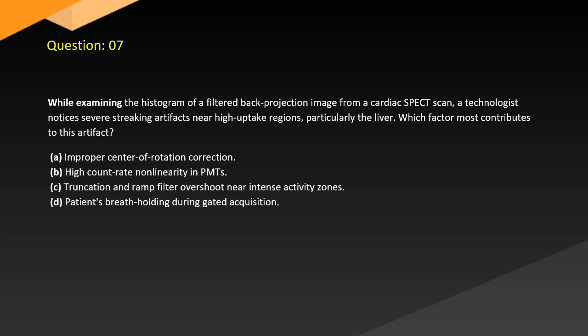Question 7. While examining the histogram of a filtered back projection image from a cardiac SPECT scan, a technologist notices severe streaking artifacts near high uptake regions, particularly the liver. Which factor most contributes to this artifact? A. Improper center of rotation correction. B. High count rate nonlinearity in PMTs. C. Truncation and ramp filter overshoot near intense activity zones. D. Patient's breath holding during gated acquisition.